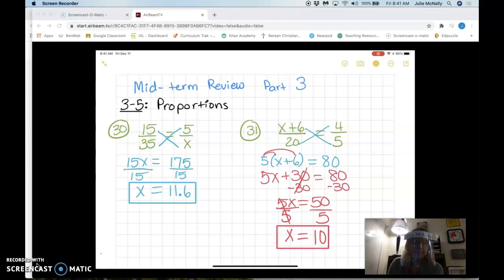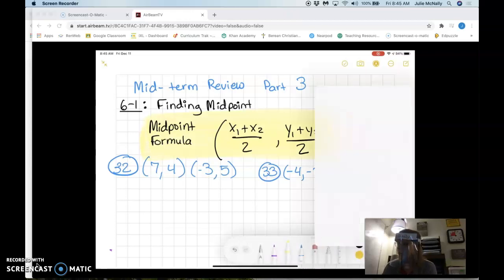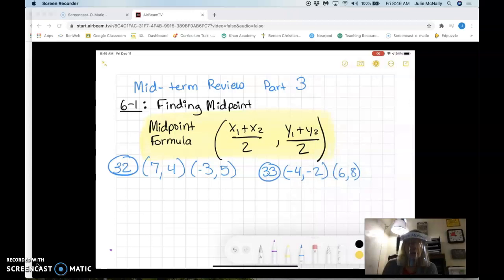All right. Section 6.1 on the exam, you're just going to have to find midpoint using the midpoint formula, which I have put at the top here. I did not put the distance formula on the exam, so you don't need to worry about that one for this exam. But midpoint formula you do have to know. So midpoint formula, all you're doing is you're adding up the x's, dividing by 2, adding up the y's, dividing by 2.